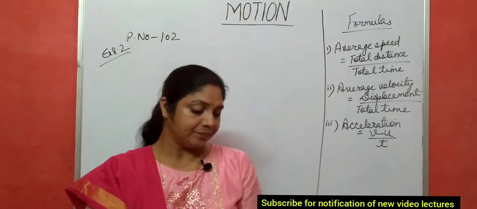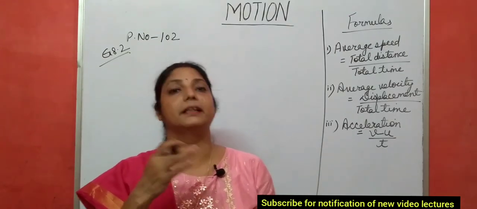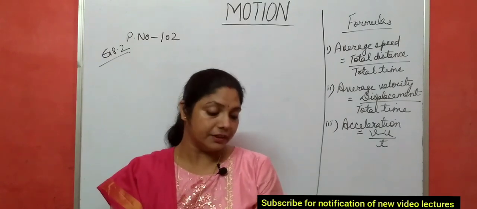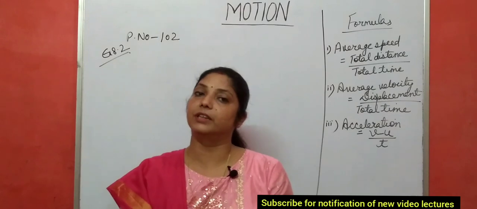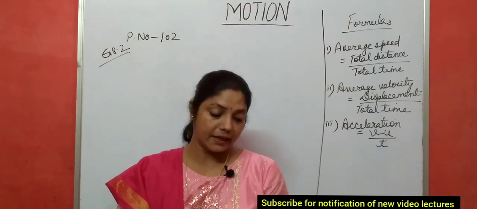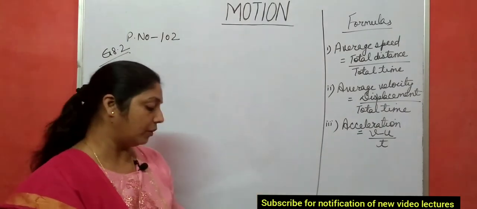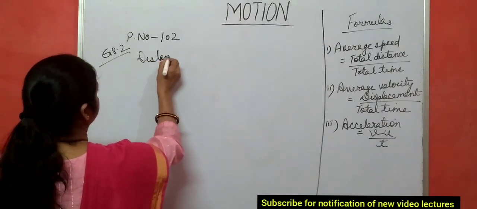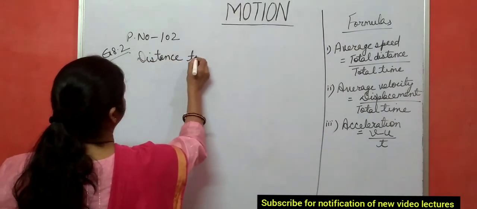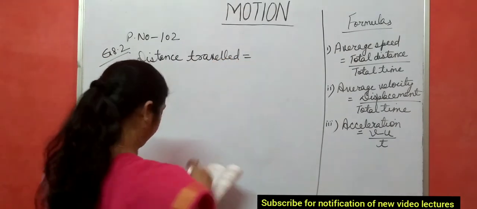And after that, the trip took 8 hours, the total time taken by the car to cover this distance is 8 hours. Again, you have to calculate average speed of the car in kilometer per hour and meter per second also, right? So first write all the things which is given. So it is given that distance traveled. How much distance traveled by the car?